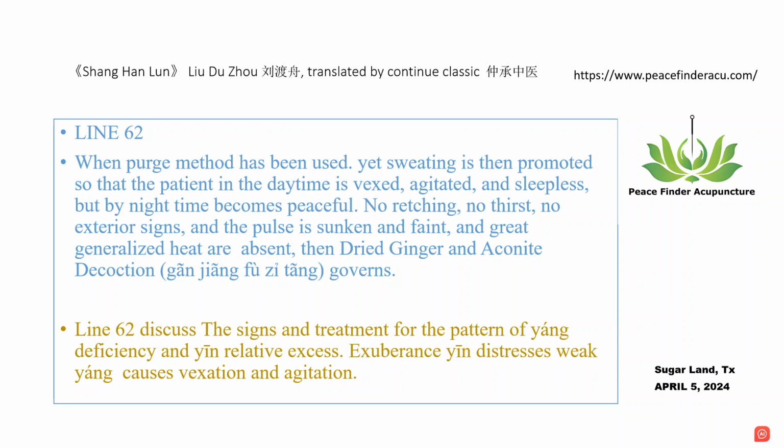Line 62 discusses the signs and treatment for the pattern of yang deficiency and yin relative excess. Exuberant yin distressing weak yang causes vexation and agitation. The use of purgation easily damages the yang qi, and if sweating is then promoted it will cause further damage, here leading to yang deficiency and yin exuberance.